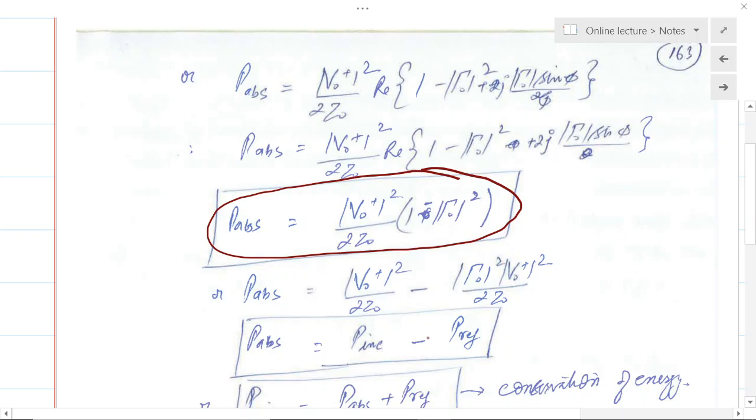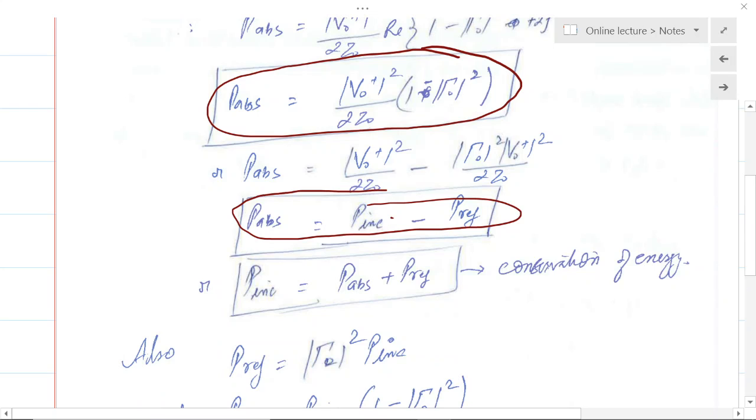When you further split, the absorbed power comes out to be the incident power minus the reflected power. Whatever power is reflected back has to be subtracted from the incident power. So this is conservation of energy, that power cannot be created or destroyed. It will be distributed. Whatever incident power is there will be distributed into two parts. One part will be absorbed by the load, and another part will be reflected by this load. So the total power will be the sum of the load power and the reflected power.